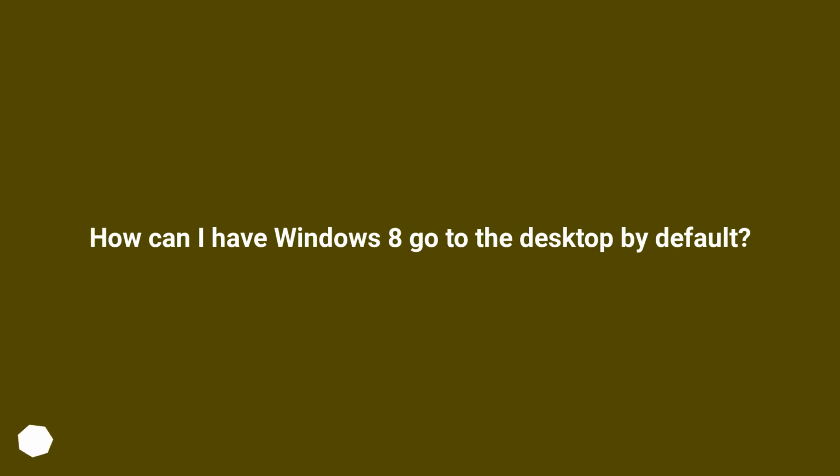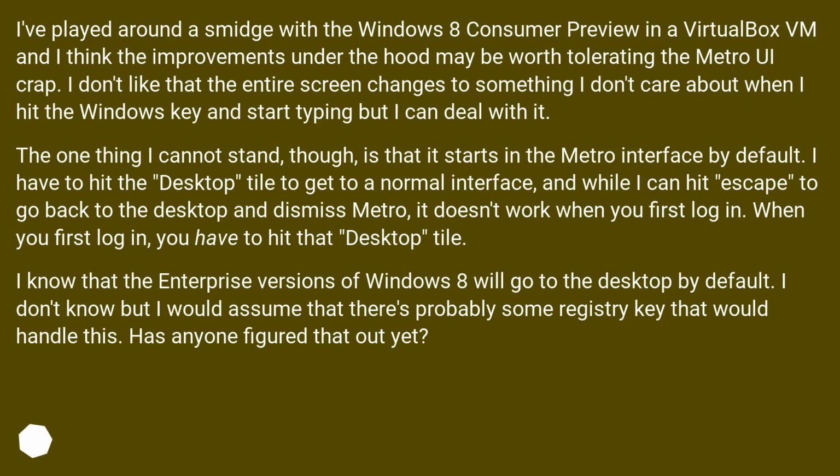How can I have Windows 8 go to the desktop by default? I've played around a smidge with the Windows 8 consumer preview in a VirtualBox VM, and I think the improvements under the hood may be worth tolerating the Metro UI crap. I don't like that the entire screen changes to something I don't care about when I hit the Windows key and start typing, but I can deal with it.